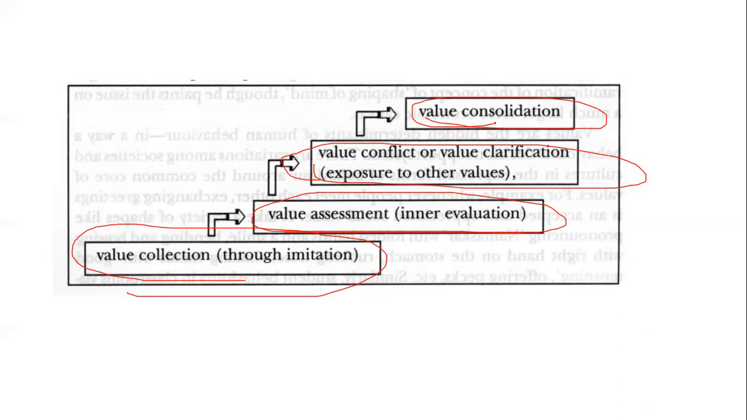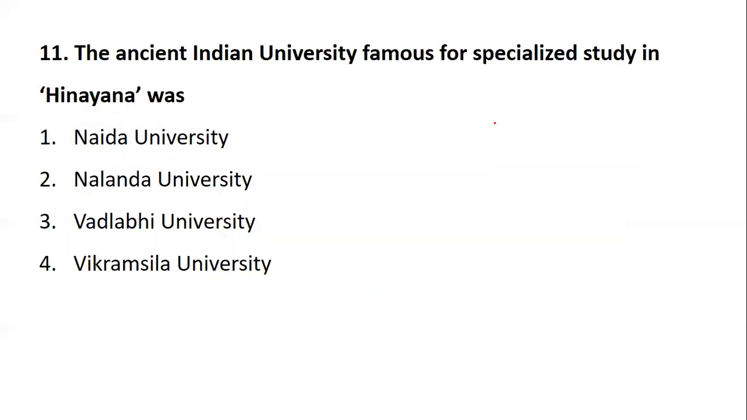In value education, this topic of stages can also be asked, so you should know the stages very well. They can ask you to put them in sequence. It starts with value collection, then value assessment, then value conflict, and then value consolidation.